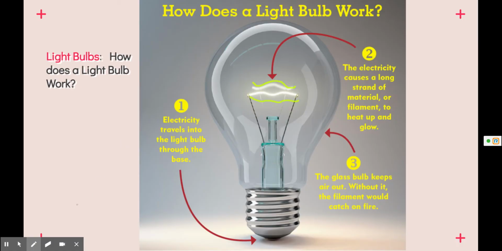3, the glass bulb keeps air out. Without it, the filament would catch on fire. If there was any oxygen gas in there, the filament would catch on fire. It is either a vacuum or it's filled with argon gas. Argon is a noble gas element, so it's inert or unreactive.